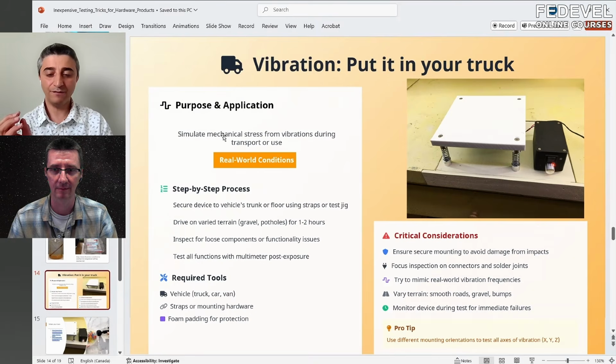If the torque was not done properly, or maybe the solder joints, your solder joints might just pop off because there was a cold solder joint, and with a little vibration it will pop off and cause damage to your product. So it might not work. So there is an easy way if you want to simulate it: go to a truck. So this is one method.